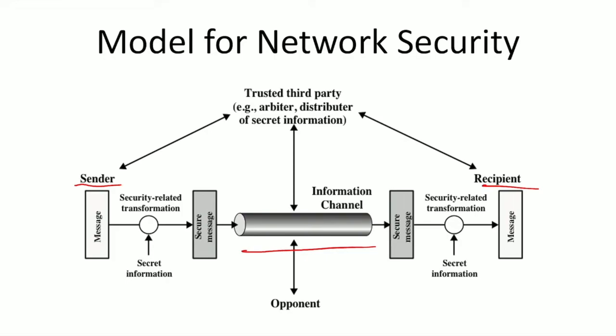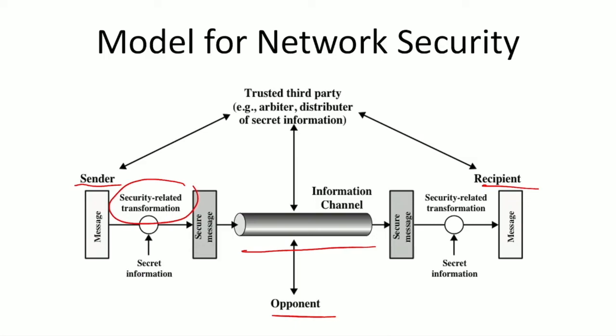Security aspects come into play when it is necessary or desirable to protect the information transmission from an opponent who may present a threat to confidentiality, integrity, availability, authenticity, or accountability. All of the techniques for providing security have two components. One, a security-related transformation on the information to be sent. Examples include the encryption of the message and addition of a code on the contents of a message, which can be used to verify the identity of the sender.